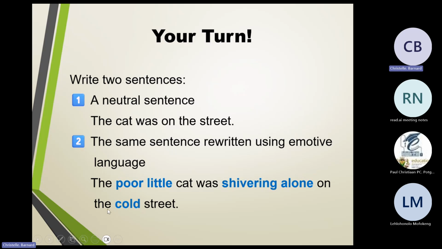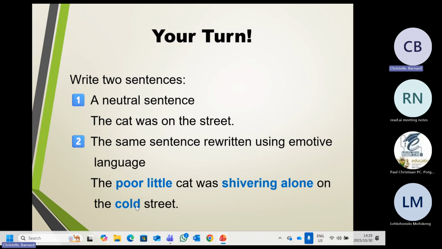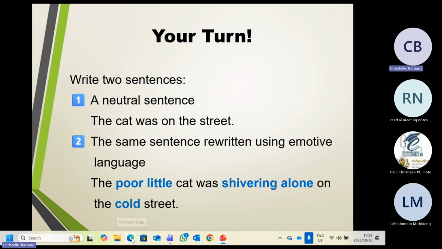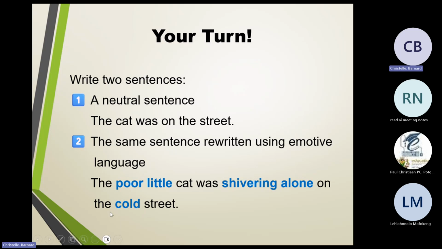The poor little cat was shivering. Immediately, if you shiver because you're afraid, or you shiver because you are cold, alone, a feeling of aloneness, a feeling of being alone on the cold street. Cold and shivering go together. So there you see the words that I've added. So I hope you could have added at least one descriptive word that creates an emotion in your sentence.